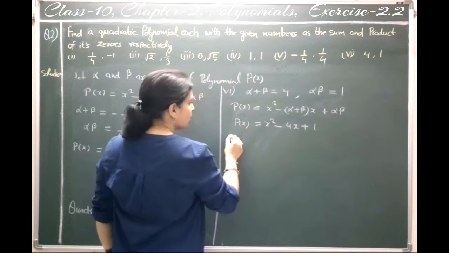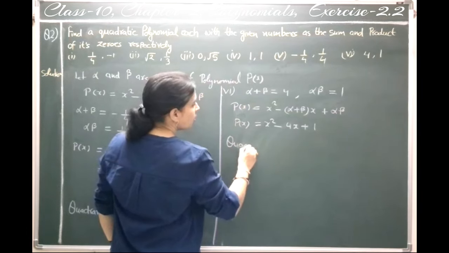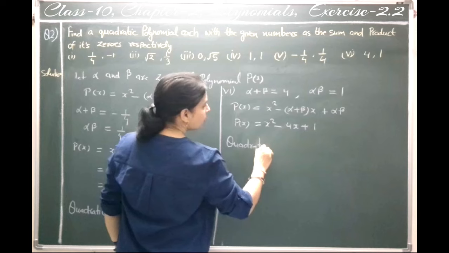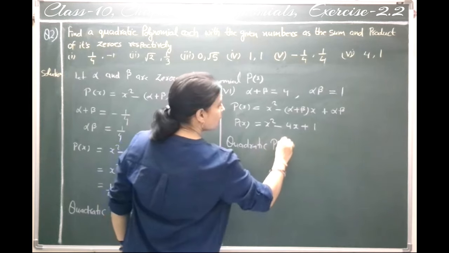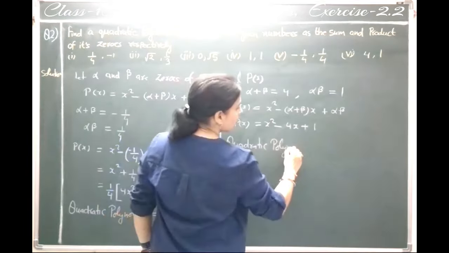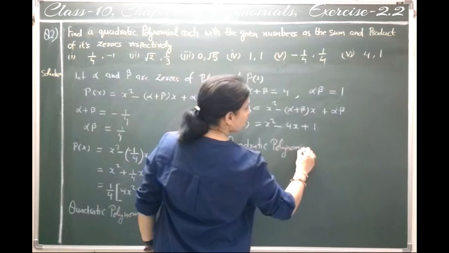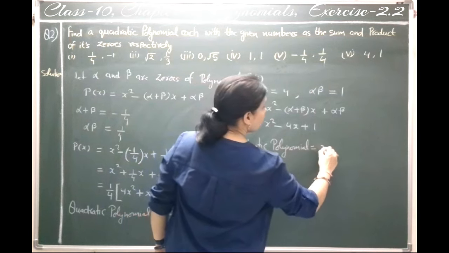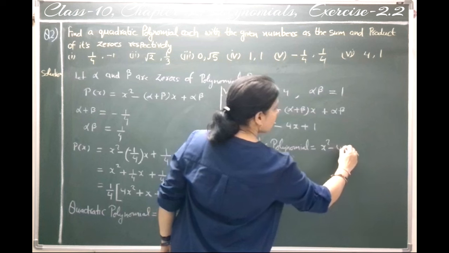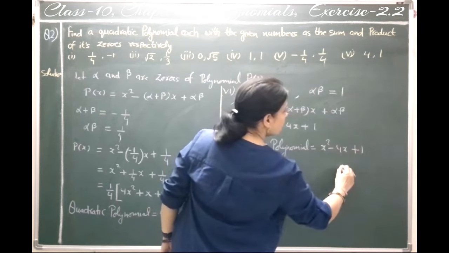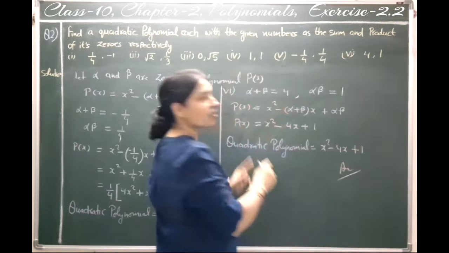So we can write the quadratic polynomial is equal to x² - 4x + 1. So this is your answer for 6.